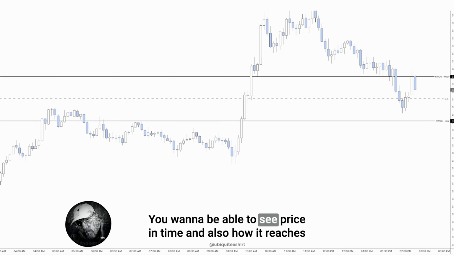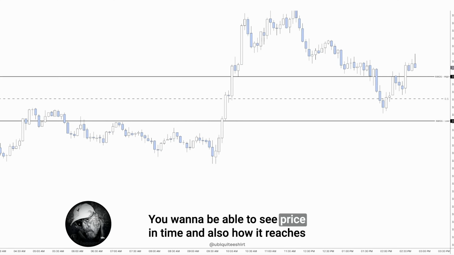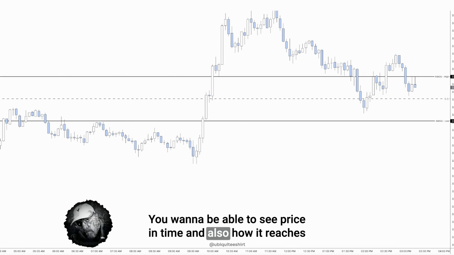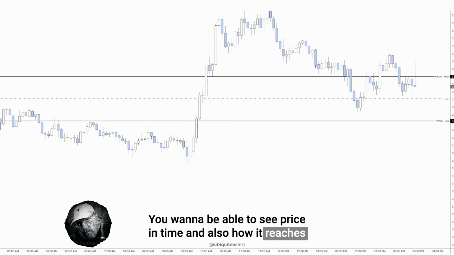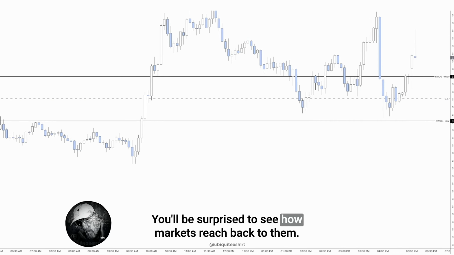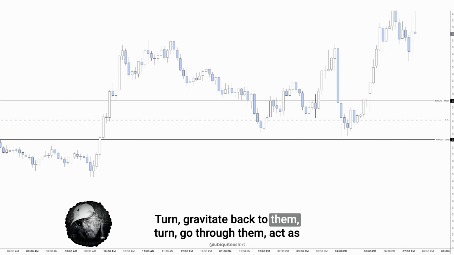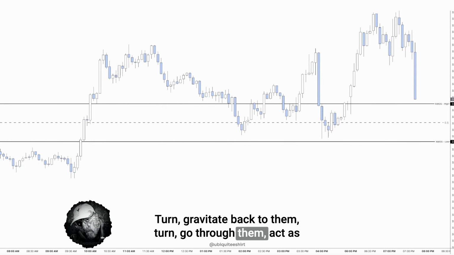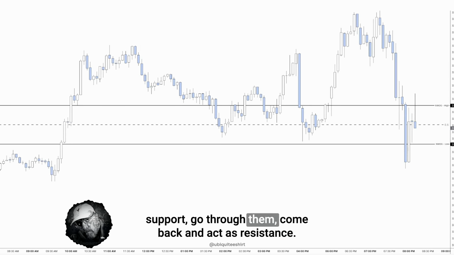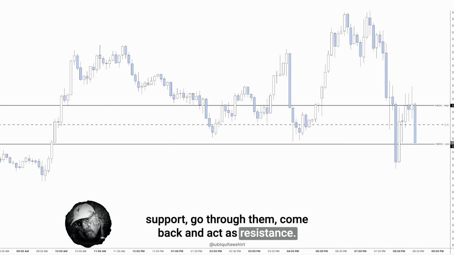You want to be able to see price in time, and also how it reaches into these areas of real fair value. You'll be surprised to see how markets reach back to them, turn, gravitate back to them, turn, go through them, act as support, go through them, come back and act as resistance. You'll see real order flow. And it's really a fascinating study. And I don't want you to just take my word for it. I want you to look at it, study it.